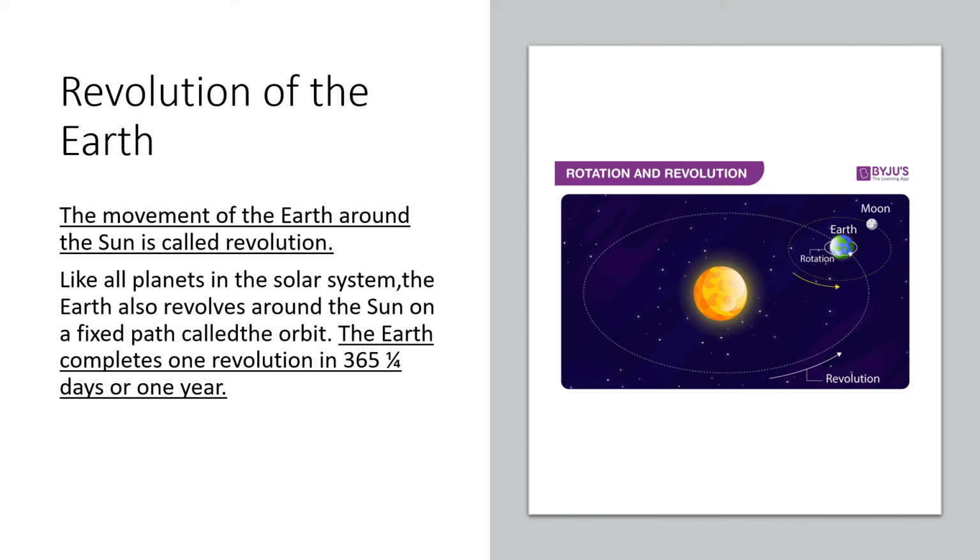As you can see in the picture given for us, the sun is always in the middle. You can see the imaginary line called the orbit, the fixed path like I told you, and the revolution. Look at that, and rotation of the earth, the earth is rotating and coming over the sun, and we can see the moon as well.